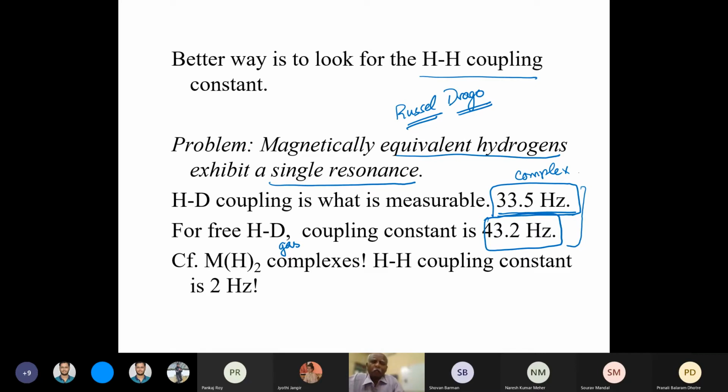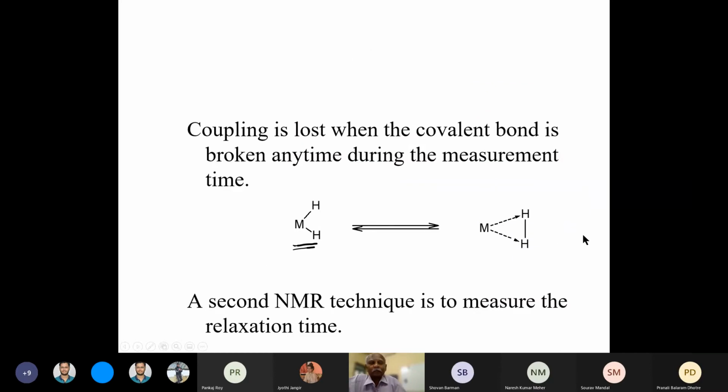Now, it's not always easy to do HD coupling measurements because you have to generate HD gas. You can generate it by mixing hydrogen and deuterium with a suitable catalyst. That is something that can be done. That is again a transition metal which catalyzes the mixing of H2 plus D2 to give HD. So that's again a transition metal catalyzed process, and the gas can be used for measurements.